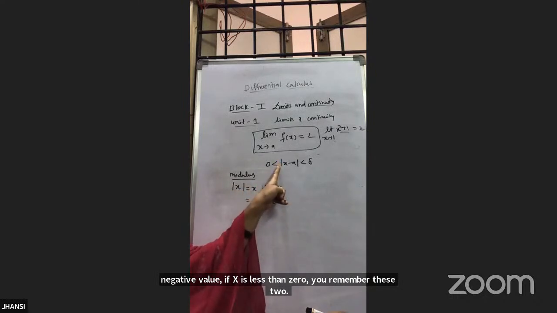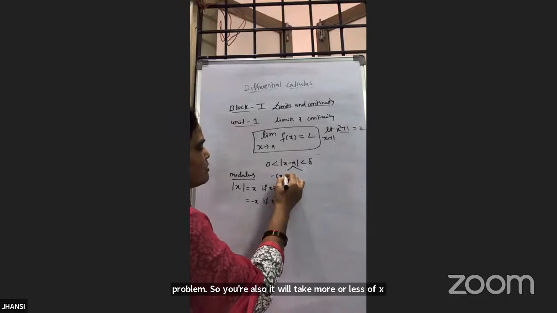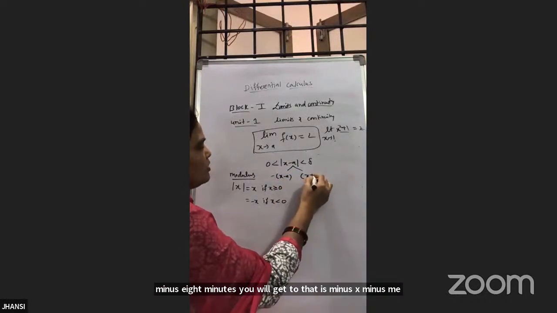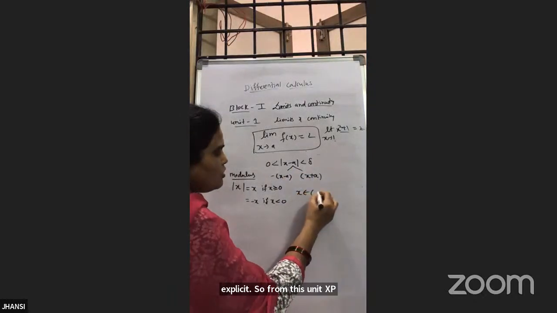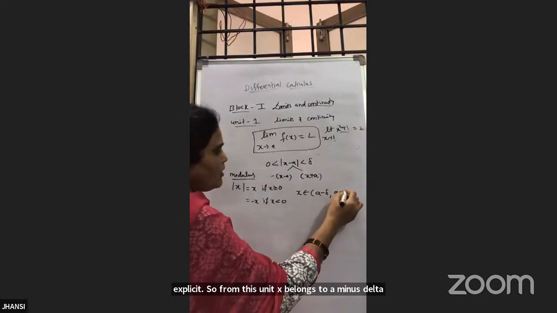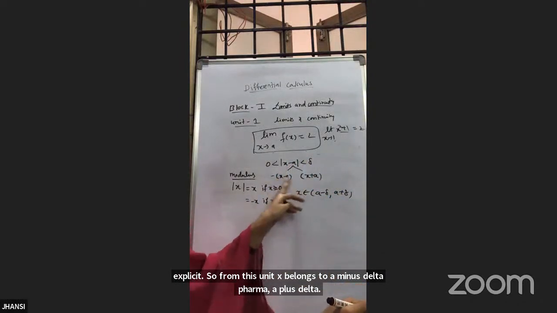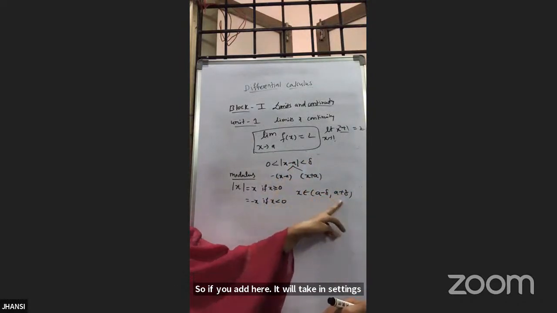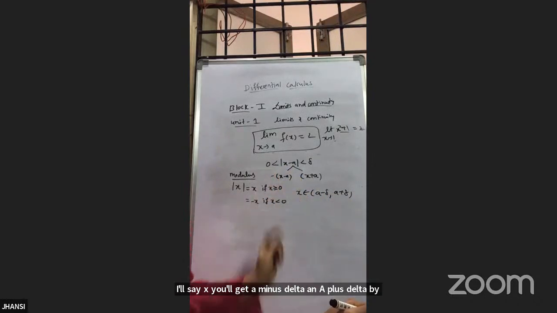So here also, if we take modulus of x minus a, you will get 2 cases. That is minus x minus a and also x minus a. So from this, you will get x belongs to a minus delta comma a plus delta. If you add x inside, you will get a minus delta and a plus delta. Why? Because here negative sign is there, here positive sign is there.